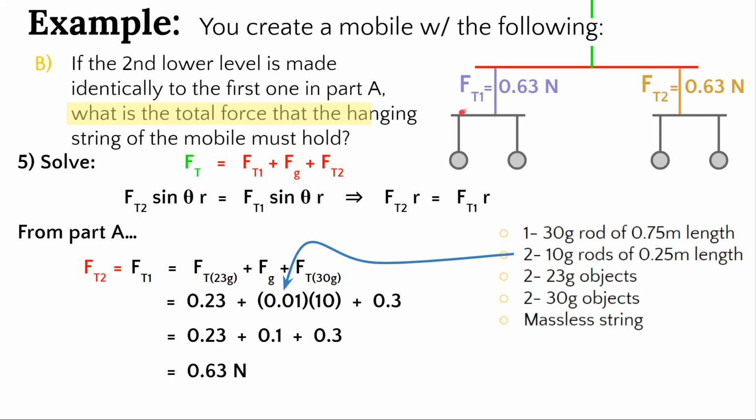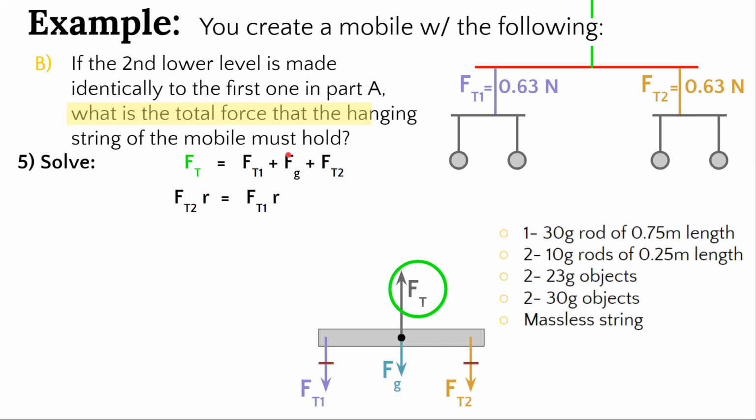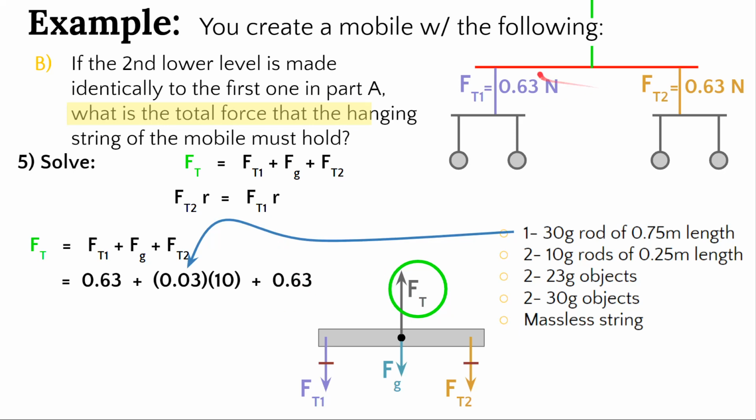All right, so again, we're ultimately looking for the force in this string. This equation has Ft1, Ft2, but it also has Fg, so we need to find one more piece, and then we'll be able to add them all together. Fg, of course, for this rod at the top is mass times gravity for that rod. That rod's mass is 30, gravity is 10. That's 30 grams, though, so 0.03 kilograms times 10 will give me that weight. And I can add that to Ft1 and Ft2. Both of those are 0.63. When I add them together, I get 1.56 newtons, which would be equal to the tension in this string at the top.